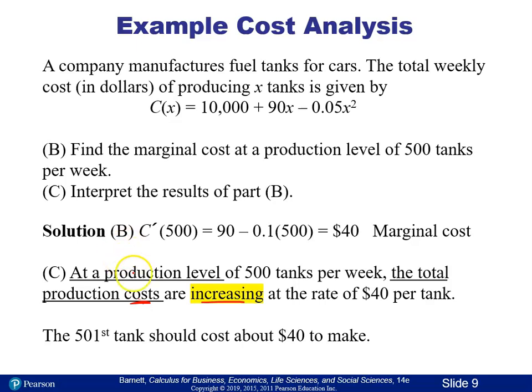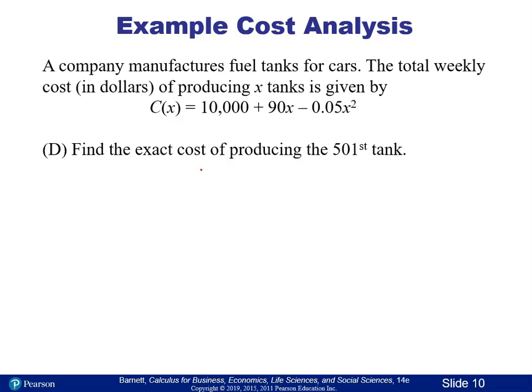Okay, so basically, since the cost is changing at about $40 per unit at a level of production of 500 tanks per week, that's how much it would cost to make another additional unit. Then the 501st tank is going to cost about $40. So what happens is the marginal cost actually gives an approximation of what it's going to cost to make the next item. Okay.